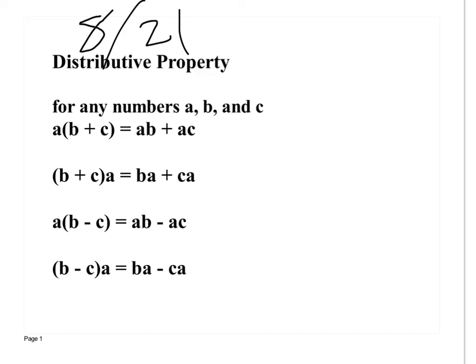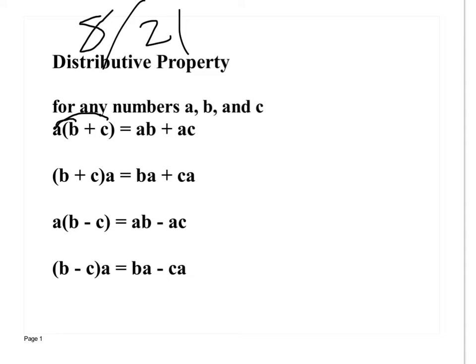We're talking about distributive property today. For any numbers A, B, and C, this is distributive property: A(B + C). What we can do is distribute A to B and A to C. They're still equal. AB + AC is equal to (B + C) times A.